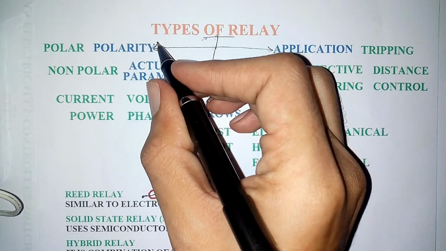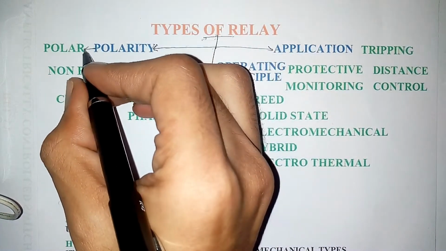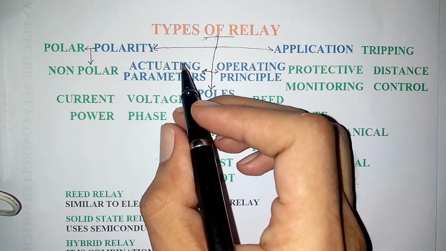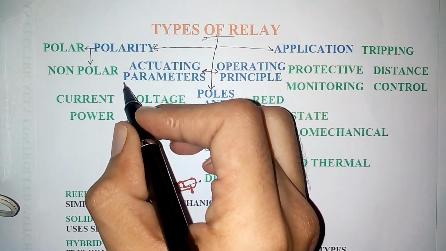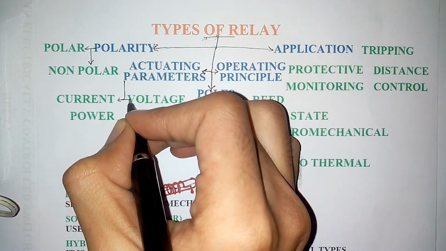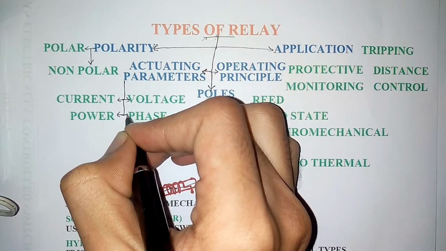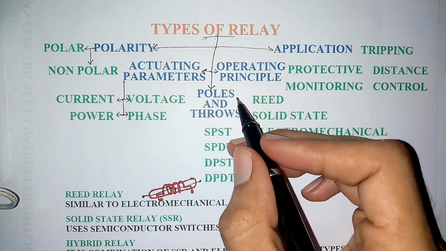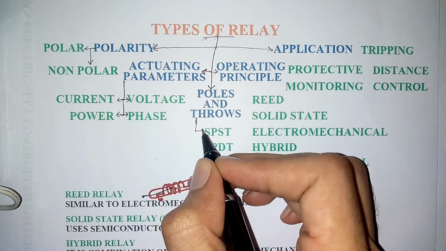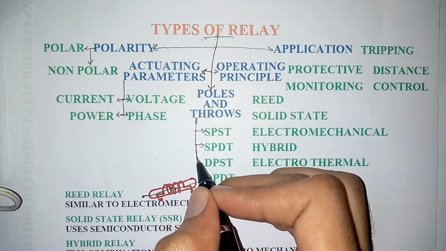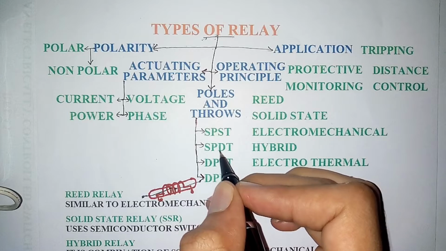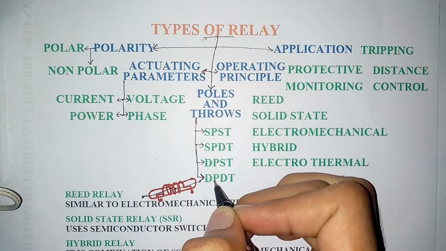Based on polarity, relays are classified as polar and non-polar. Based on activating parameters, relay could be classified as relay activated by either current or voltage or power or phase. So based on poles and throws, relay is classified into 4 types basically, which are SPST, SPDT, DPST, and DPDT: single pole single throw, single pole double throw, double pole single throw, double pole double throw.